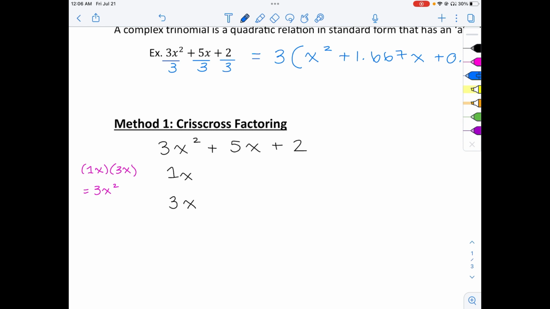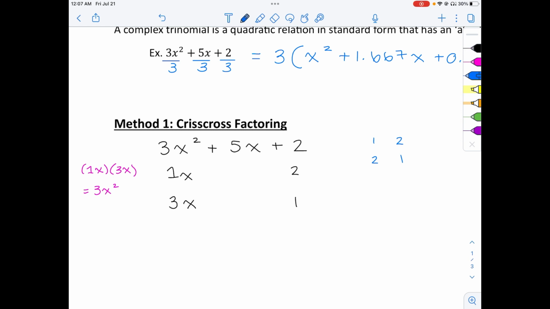Okay, so in this case, we've got 1 and 2, or we can also use 2 and 1. In this case, it does matter the order of them, and you'll see why in a moment. So let's say I want to go with 2 and 1 first. I would write those below there.